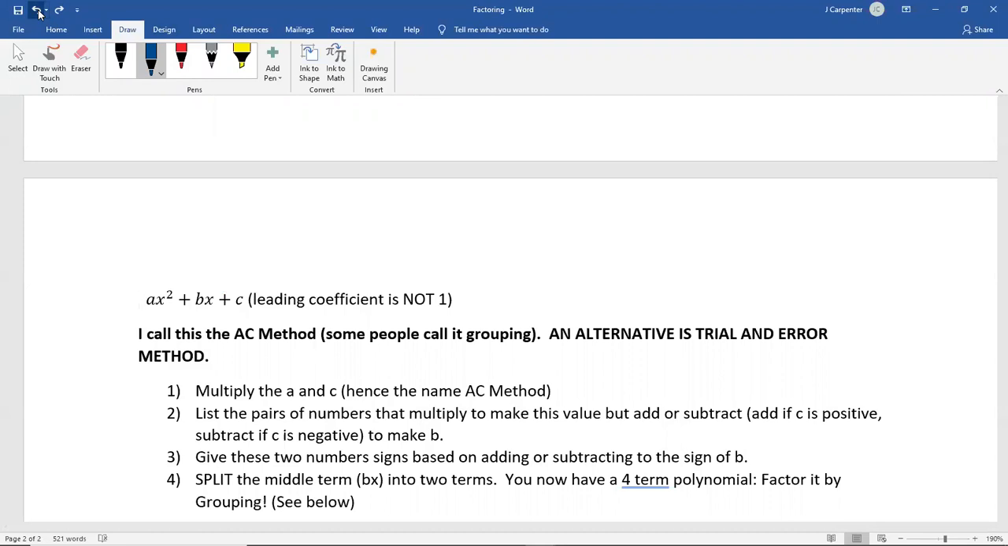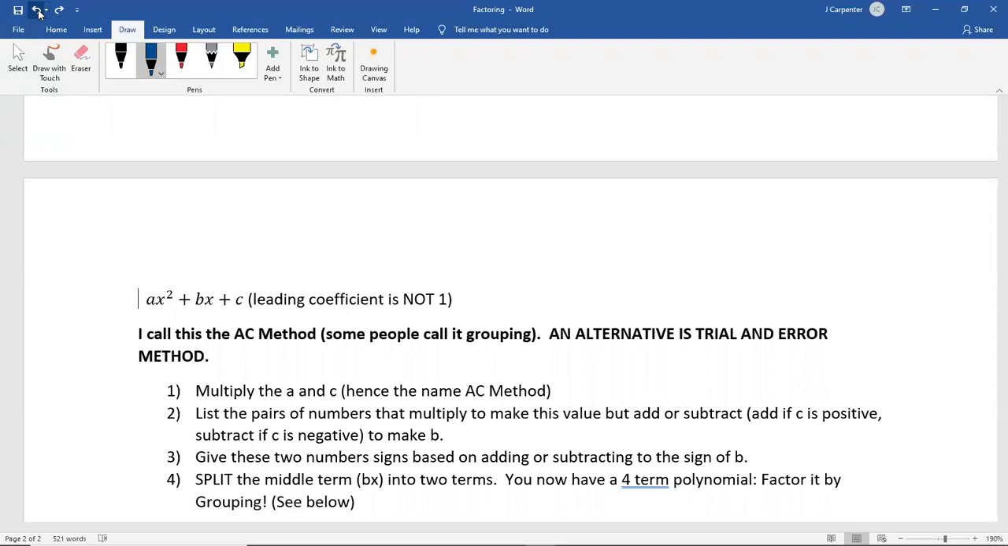This was one of the shortcuts in the previous method. All we did was just use the C. Now we have to use the A times the C, for some reason that you just have to trust me on. I explain why in an Algebra 2 class, but we don't have time for that explanation here.